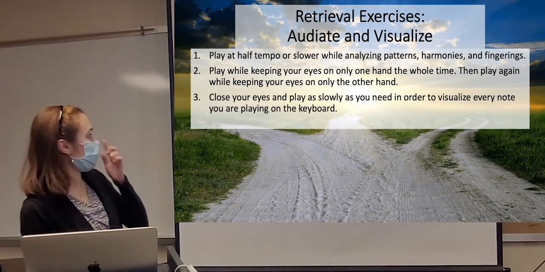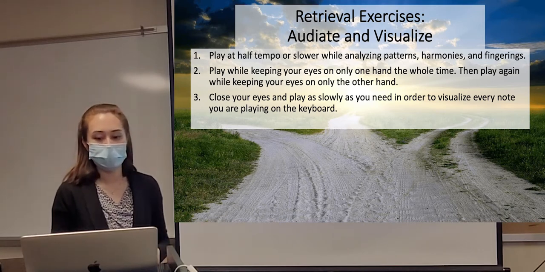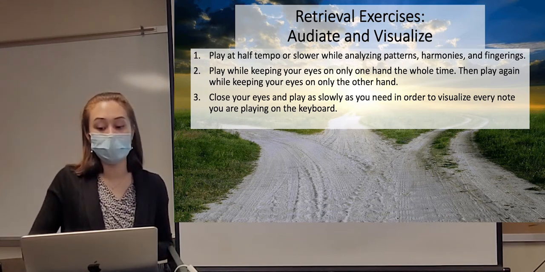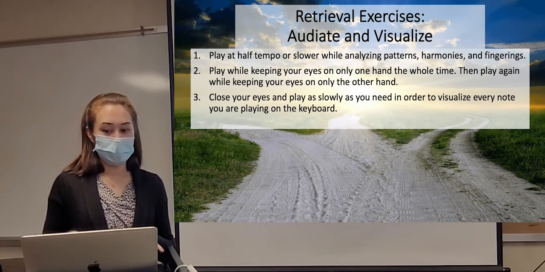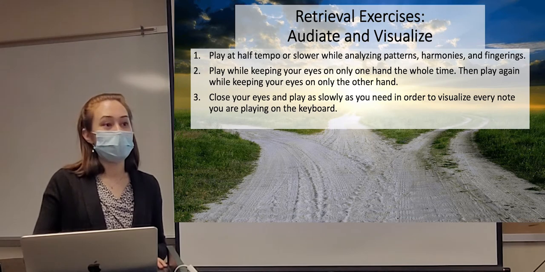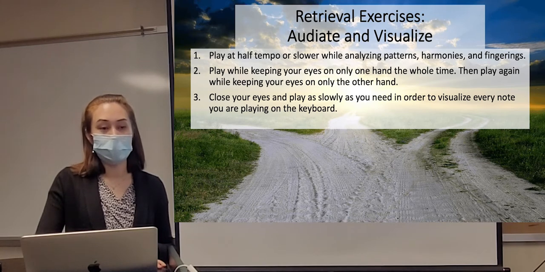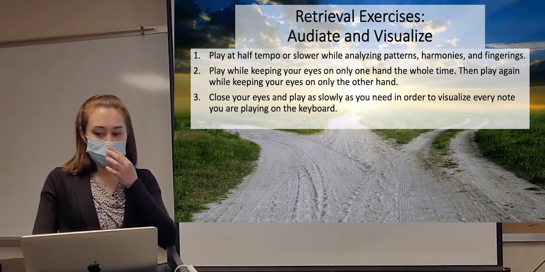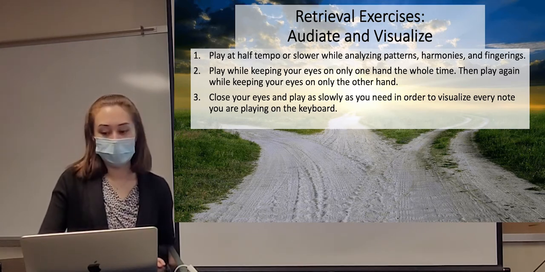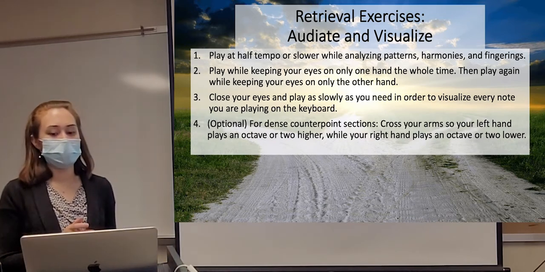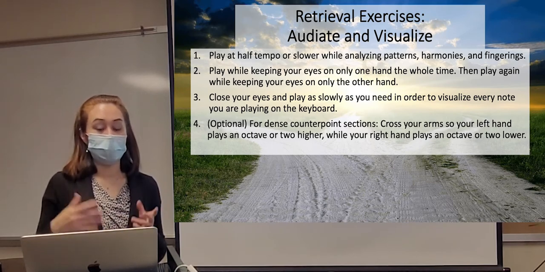Next, close your eyes and play as slowly as you need in order to visualize every note you're playing on the keyboard. This exercise requires discipline because only you know if you're unable to visualize some of the notes, and it's really easy to just play on autopilot based on the feel. Remember that the goal with all of these is to make mistakes and then build solidity by fixing them. So disrupt playing on autopilot by going really slowly, and then challenge yourself to think through everything as you do this. And this next step is optional, and it's particularly helpful for dense counterpoint sections like fugues.